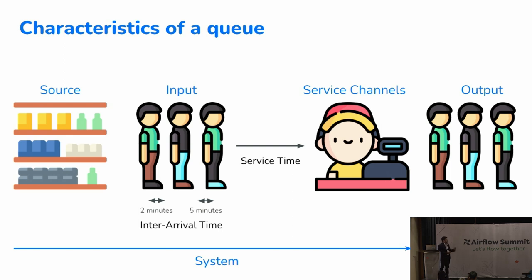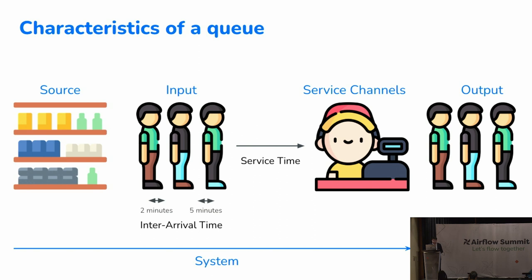Speaking about the queue, just to give you an example again, we have a source, and in our case, it can be an S3 bucket, or it can be the app, or basically any sort of source. In this case, it's just shelves. We have the scheduler, which is going to give us the inter-arrival time, which is the time between different tasks, how different tasks are scheduled.